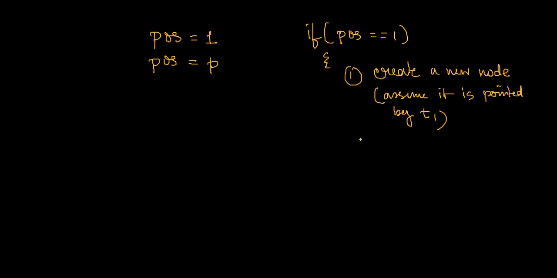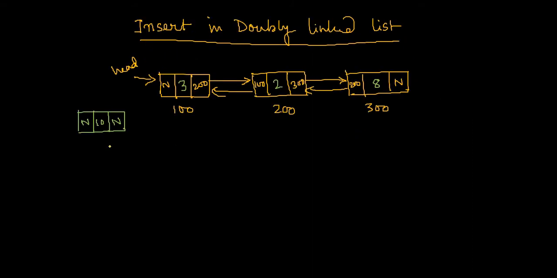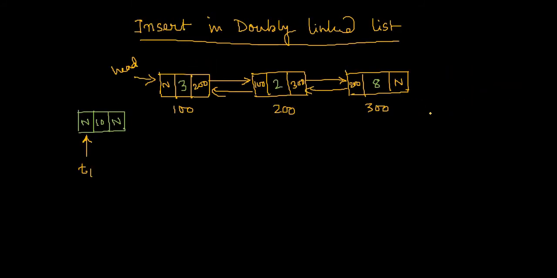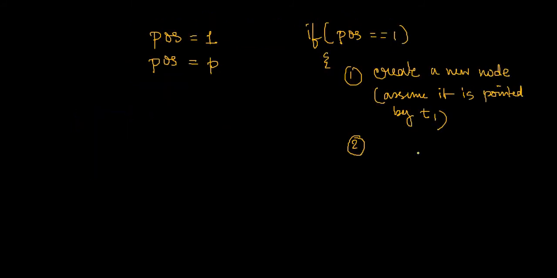The next step is, right now the node is pointed by some variable, say T1, as we have seen. So it's pointed by T1, we have already assumed that. And it is pointed by head. So basically you have to connect this node with head, T with head and head with T also. So I will simply write T1 next equal to head.